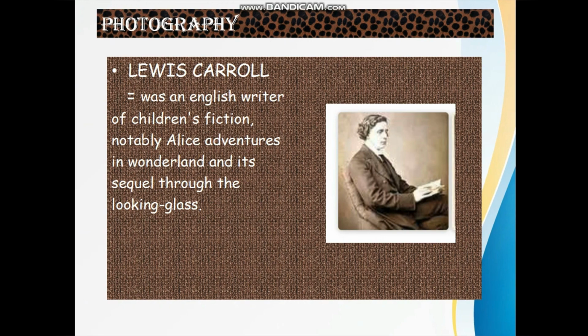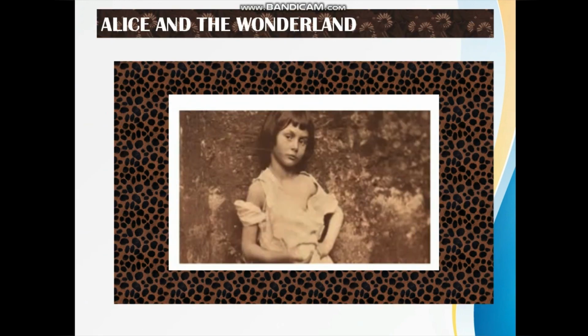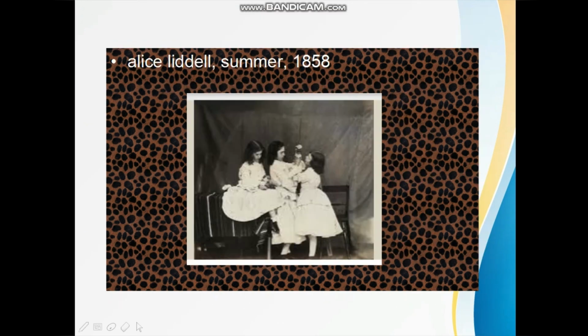Lewis Carroll was an English writer of children's fiction, notably Alice's Adventures in Wonderland and its sequel, Through the Looking-Glass. This is an example: Alice Liddell, photographed in the summer of 1858, when Carroll was age 24. This photography was one of the most modern.